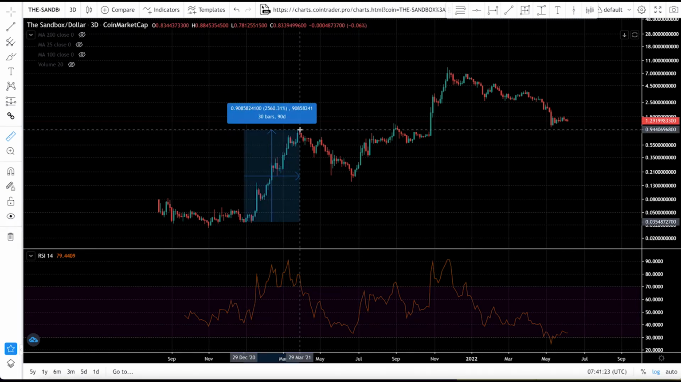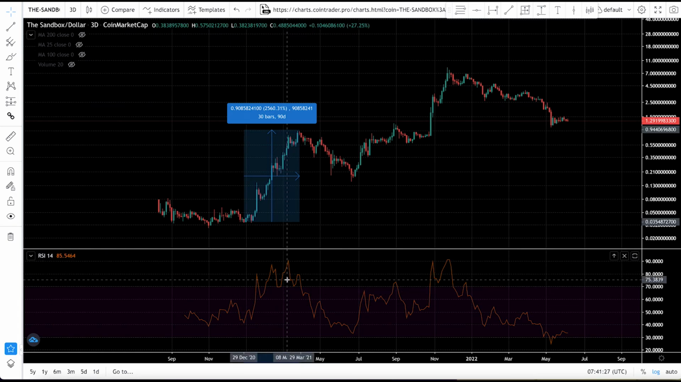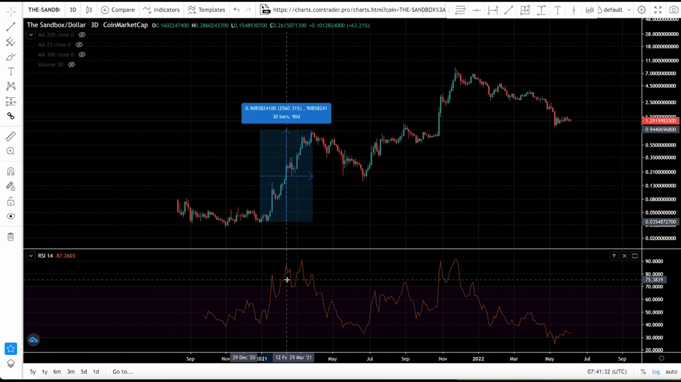Huge returns. This is the RSI for Sandbox right here. This is an indicator. I'm just showing. The RSI actually shows us whether Sandbox is overbought or oversold. Right now it's actually flashing oversold. I will come to that later.